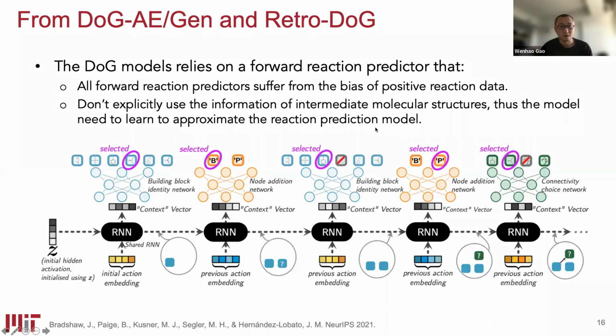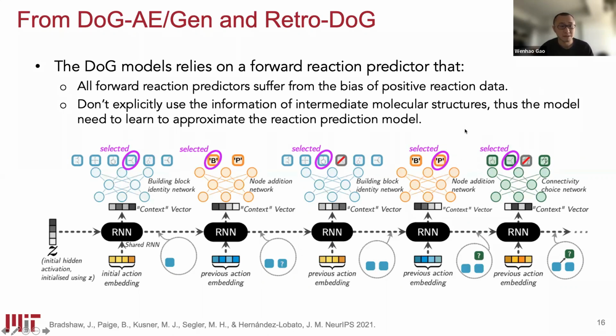So what is still lacking from DoG? We think there are two major flaws currently with DoG. First, the DoG model relies on a forward reaction predictor. But all of those machine learning reaction predictors suffer from bias of positive reaction data, which is caused by the custom that only successful reactions get published, and people just throw away unsuccessful reaction data. So it cannot be easily solved.